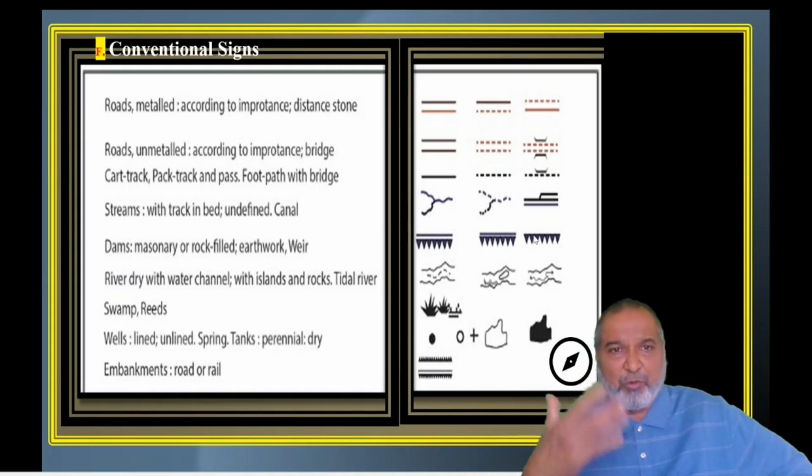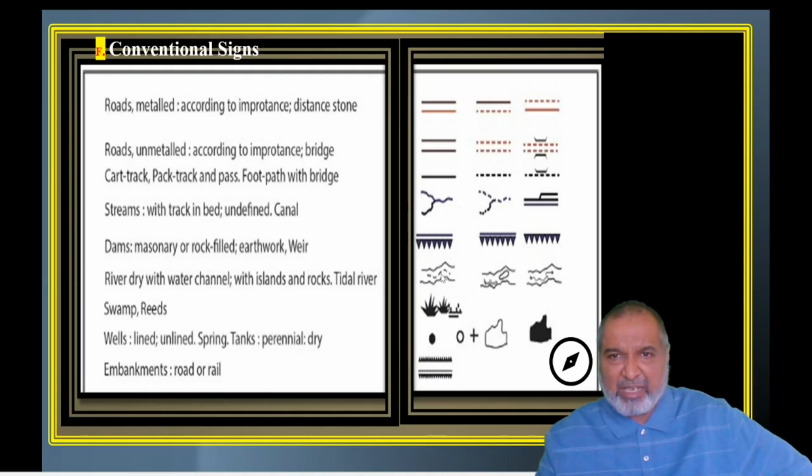This is the zigzag line, that is the river. This is a swamp, reed area. Now what else do we require? A very important one is the well, lined well and unlined well. This is the spring. At least geology students or geographers should know these. This is the railway line, and this is the north mark, which you also have to remember.